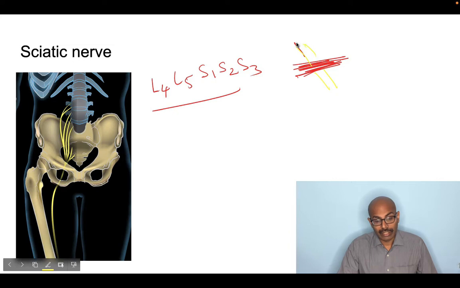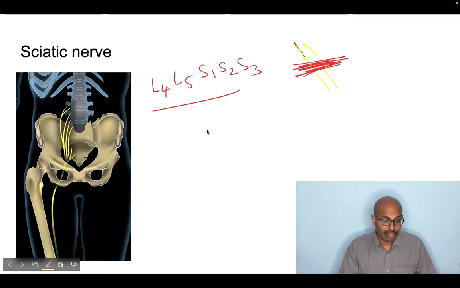So the sciatic nerve lies anterior to the piriformis and posterior to the external rotators of the hip, and then it goes down in the posterior compartment of the hip, and then at the level of the knee joint it divides into the tibial portion and the common peroneal nerve portion.